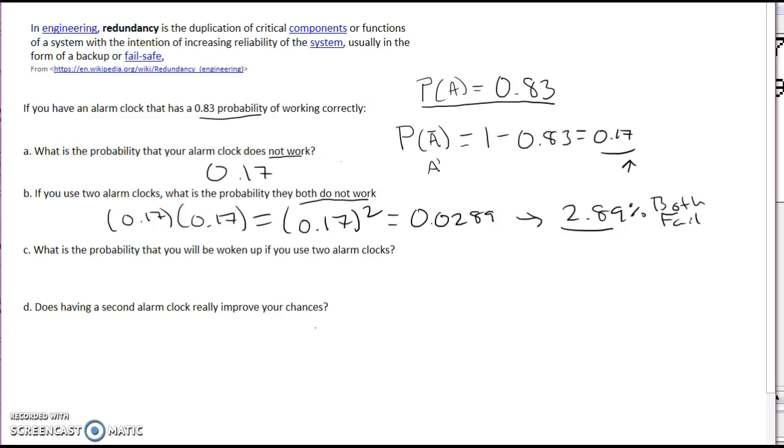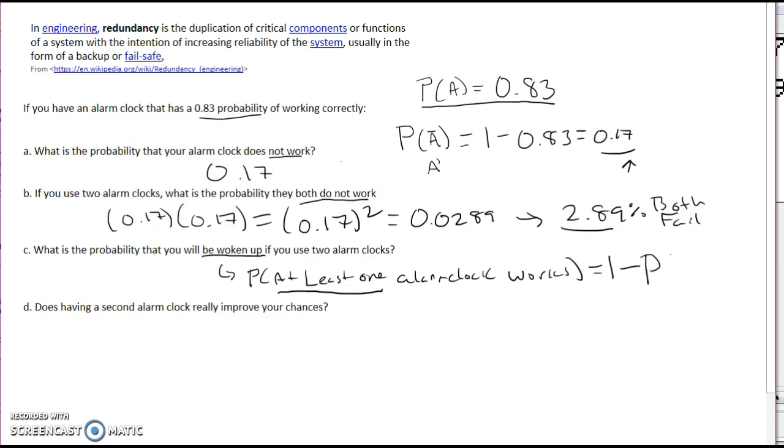Okay, so what's the probability that you will be woken up if you use two alarm clocks? This is where it starts to get a little tricky because it doesn't specifically say what probability we're asked to find. The probability that you will be woken up, what does that mean? That is the probability that at least one alarm clock works. Because either they're both going to work, one or the other will work, or they both fail, right? So rather than doing either they both work, first one fails, second one fails, and add those probabilities together, when we find the probability of at least one, the way we approach this is we say, let's find the probability that none work and just do 1 minus that, right?